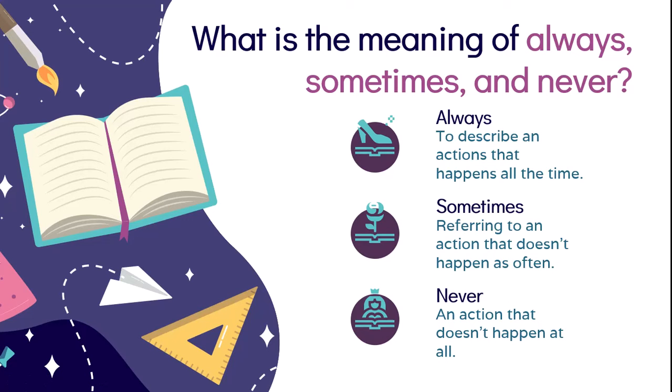And the last one is never. Okay, it is an action that doesn't happen at all. Okay, we use never to describe an action that doesn't happen at all. Perkara yang kita tak pernah buat, kita gunakan never. Okay, sesuatu yang tak pernah berlaku.